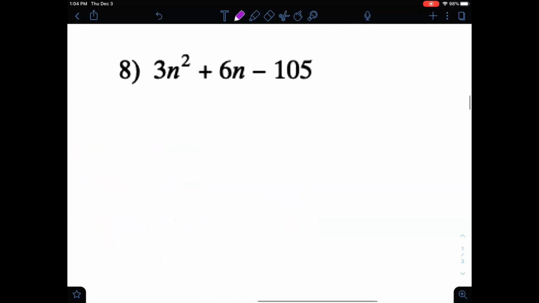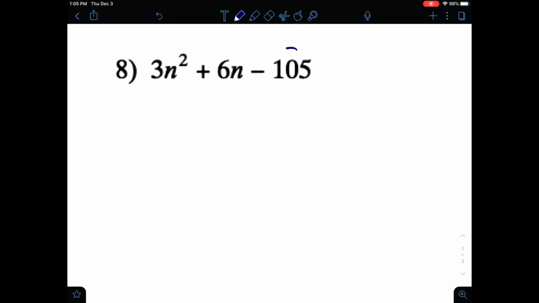Number 8, we have 3n squared plus 6n minus 105. So we need to find a GCF first of all. Is there a number that goes into 3, 6n, and 105? Well, here's a trick. This makes things a little bit easier.